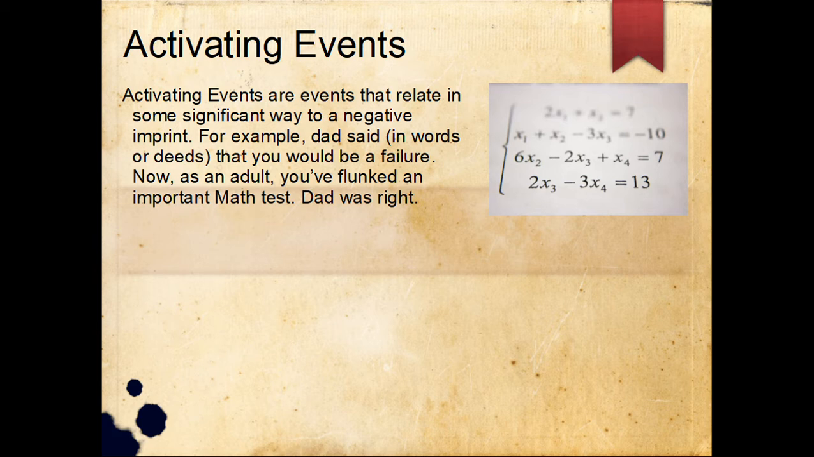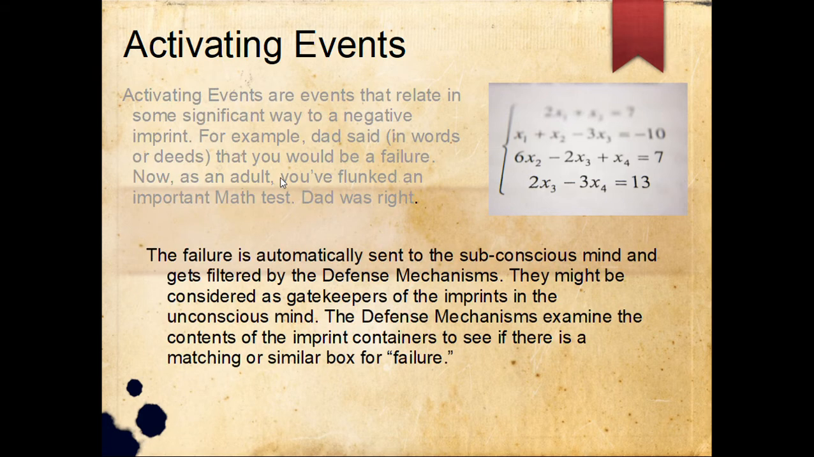Last time we talked about A, which is the activating event. Activating events are events that relate in some significant way to a negative imprint. For example, Dad said in words or deeds that you were a failure. Now as an adult you flunked an important math test and you think Dad was right. The failure is automatically sent to the subconscious mind and gets filtered by the defense mechanisms. They might be considered as gatekeepers of the imprints in the unconscious mind. The defense mechanisms examine the content of the imprint containers to see if there is a matching or similar box for this math failure.